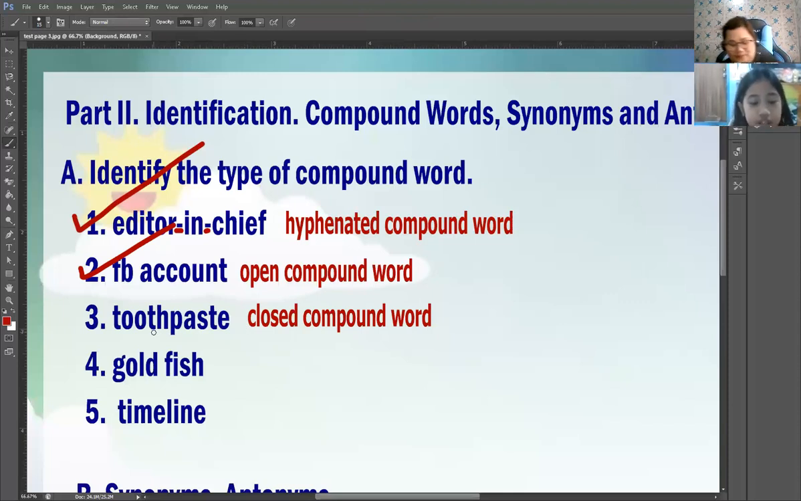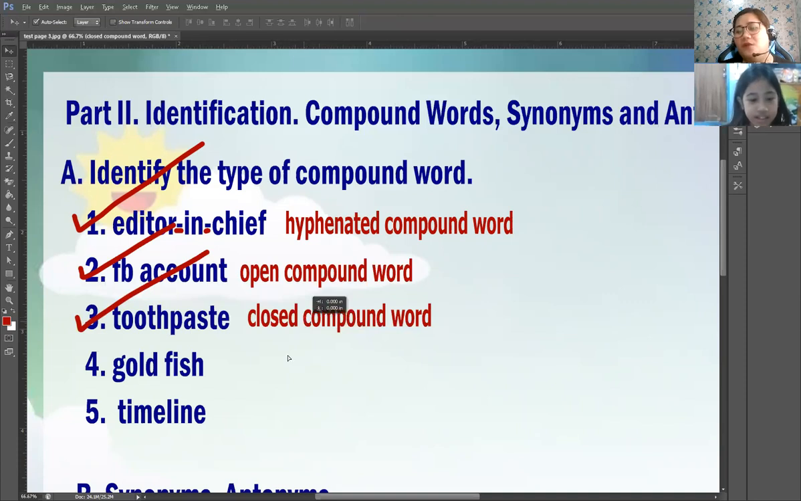Because there are two words that are different, but they're combined together, and there's no space or hyphen. That's called closed compound word. Wow, very good. I think you really remember the discussion that we had last time.